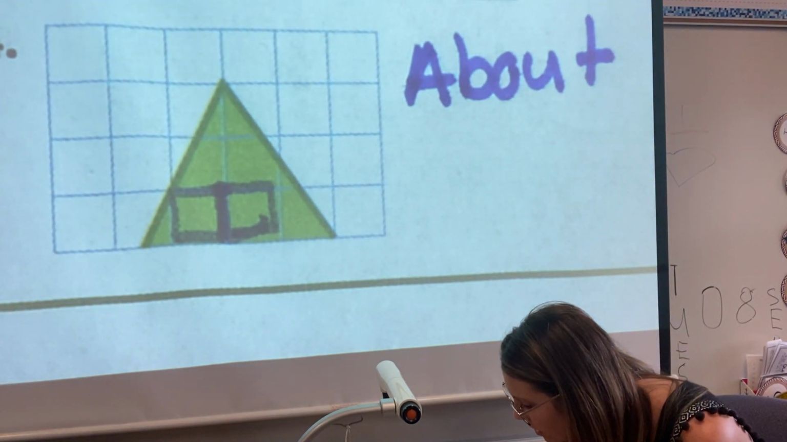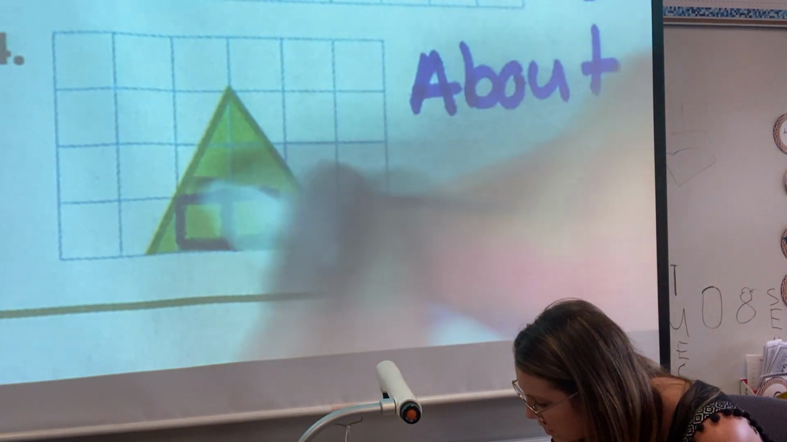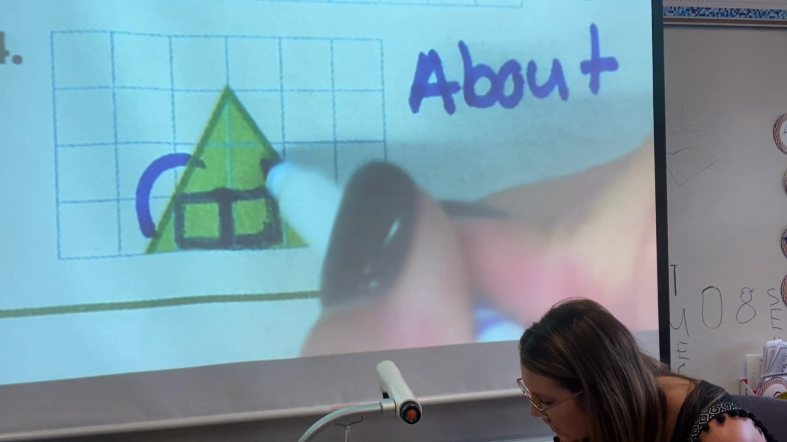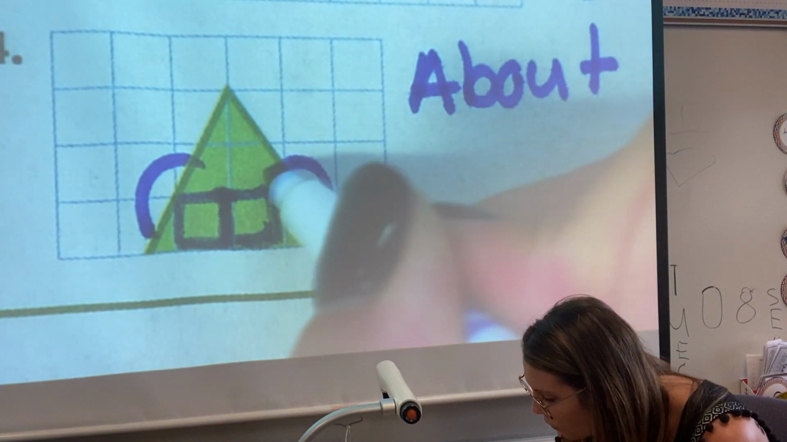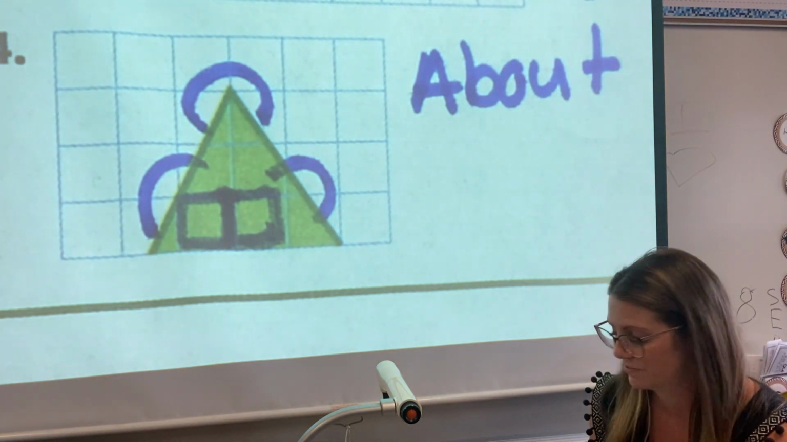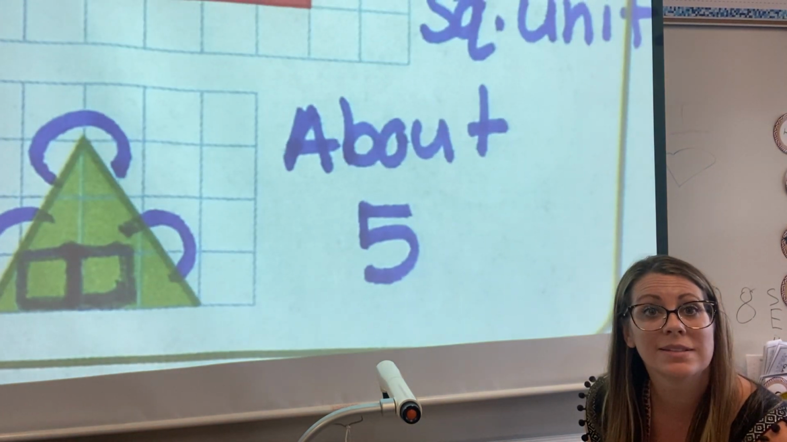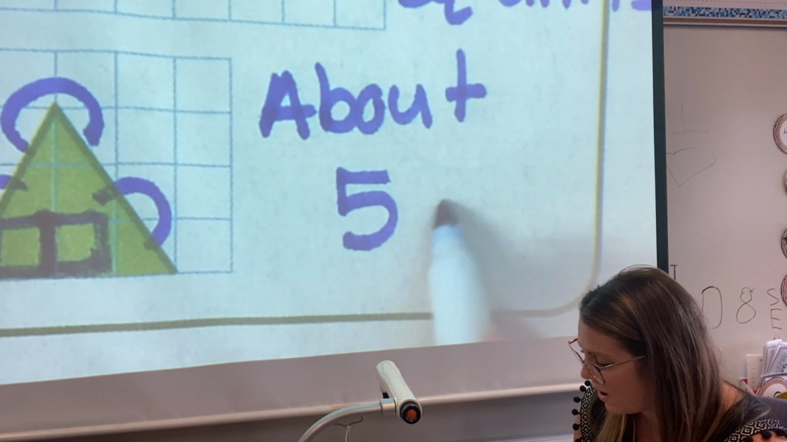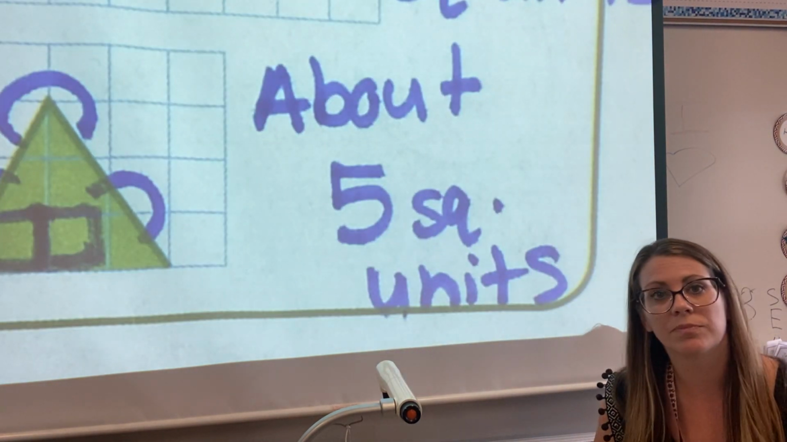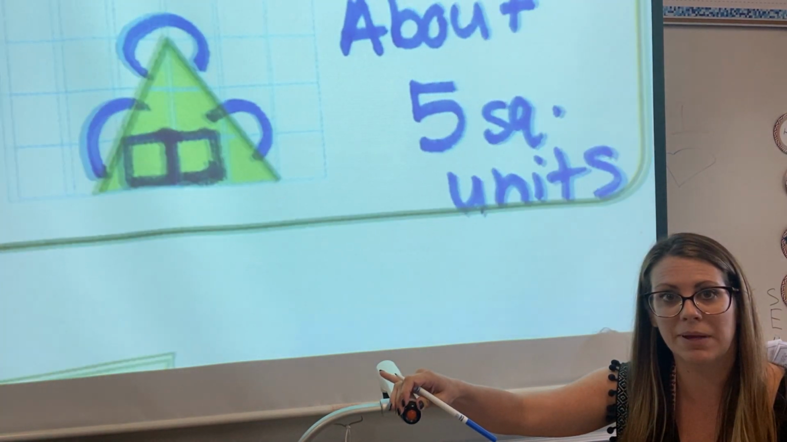So then if we look, maybe I could do, I've got 1, 2 full ones, 3, looks like 4, and if I put those 2 together, about 5. Do you agree? About 5 what? 5 monkeys? No. About 5 square units. Okay? Making it big and small for you.